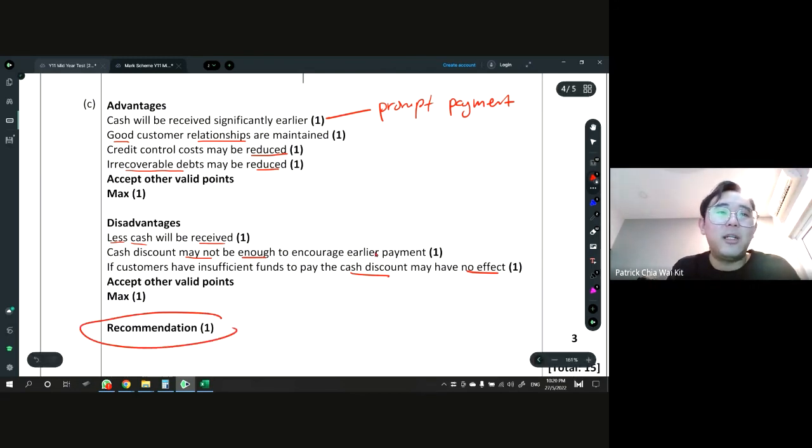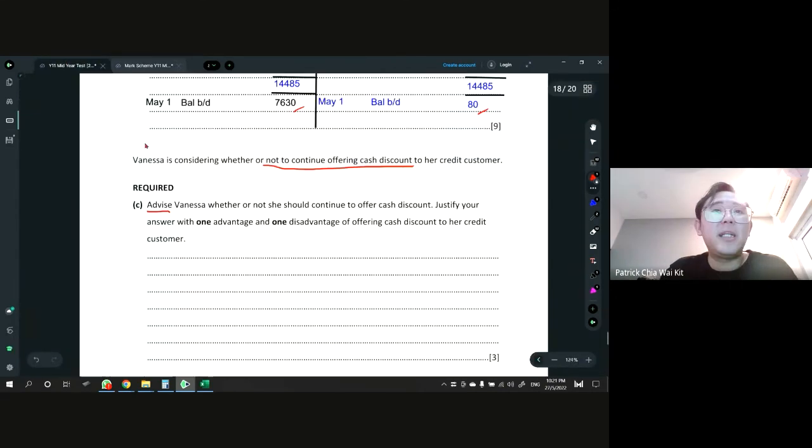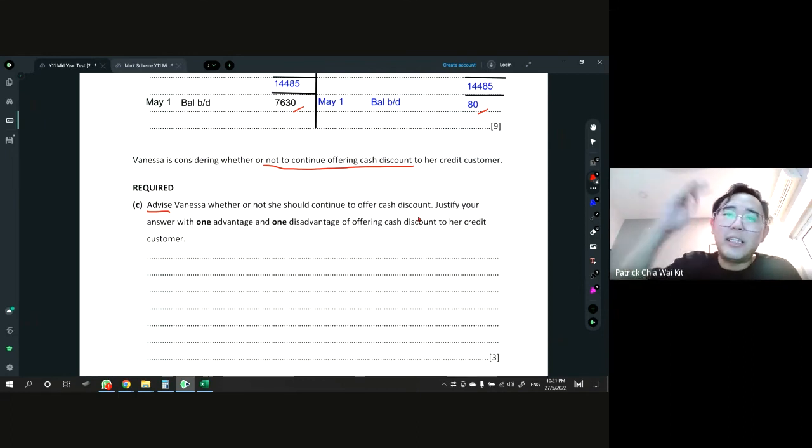And finally, as usual, the recommendation. So you give one first, one each, or just give any one. If you cannot think of the disadvantages or the advantages, just give one point, then you can write down your recommendation. So what's the recommendation? You can just say, recommend that Vanessa should continue to offer cash discount, or recommend that Vanessa should not continue to offer cash discount. Full stop. No need to say anything else, because your points are already mentioned in the advantage or disadvantage.